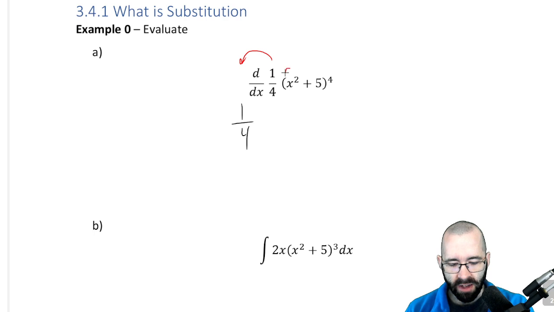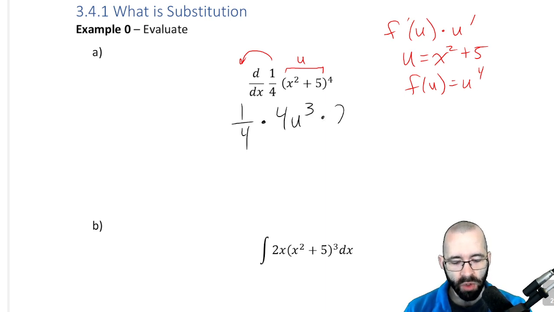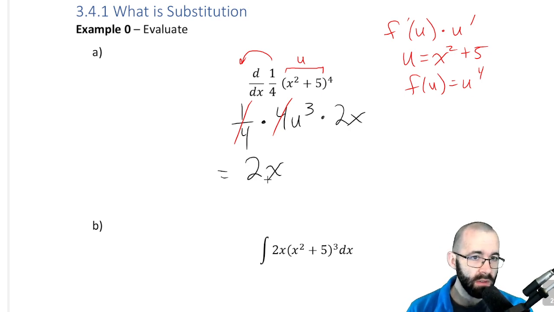So u can be the inside function here. Again, we have f prime of u times u prime. That's our chain rule. And u is x squared plus 5. F of u is u to the 4th. Hopefully this chain rule should be pretty comfortable by now. So when we take f prime, we get 4u cubed times u prime, which is 2x. We get a little cancellation, 4 times 1/4, great. We're left with 2x times u cubed. And remember, u was x squared plus 5.